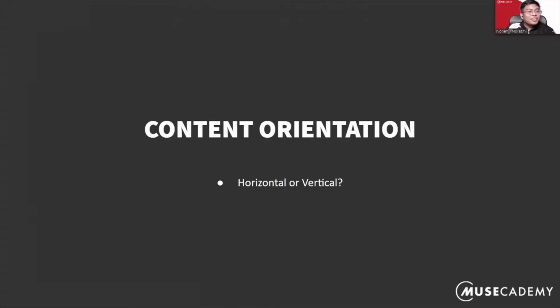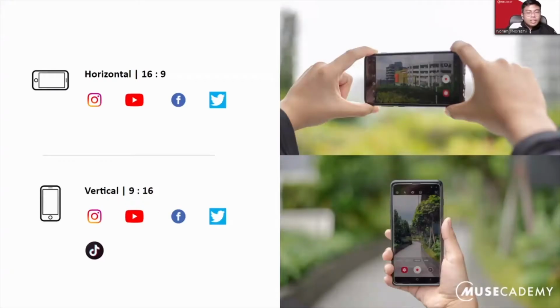Let's begin with content orientation. Most people are uncertain whether to shoot videos horizontally or vertically. So what this means is you're not sure if you want to shoot this way or this way. Horizontal format is widely accepted everywhere because it's a normal thing. Because films were shot that way, videos are shot that way.